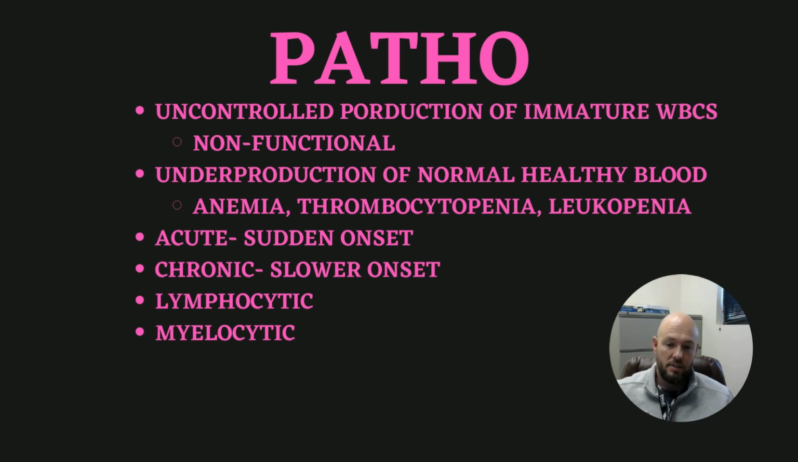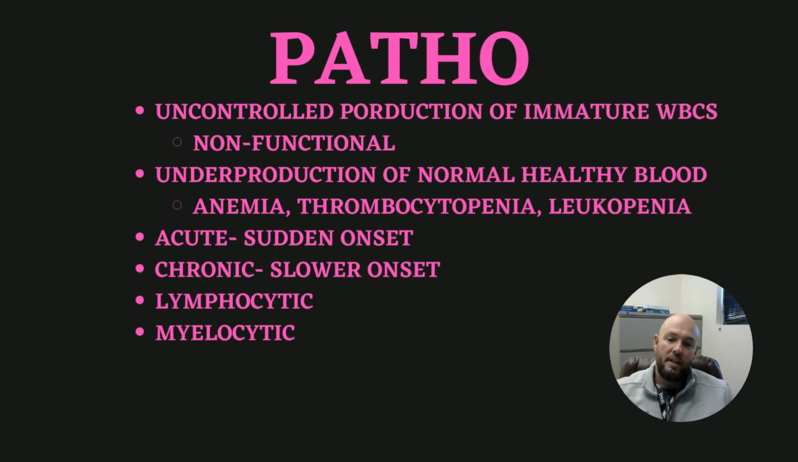So acute is going to be sudden onset. These patients will typically present with very severe symptoms, and they will die from complications of infection, bleeding, or anemia if we don't do intervention, we don't fix them quickly. Chronic is a lot slower onset, and your body has more time to adapt, so people can live with this a little bit easier. They still need treatment, but they have longer life expectancy, typically a better prognosis.